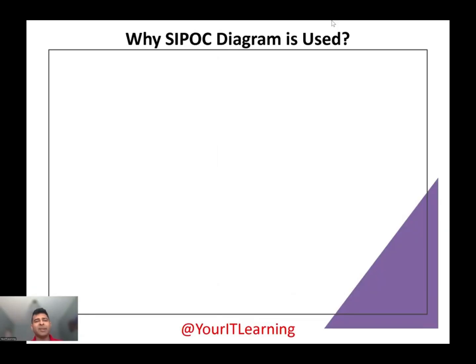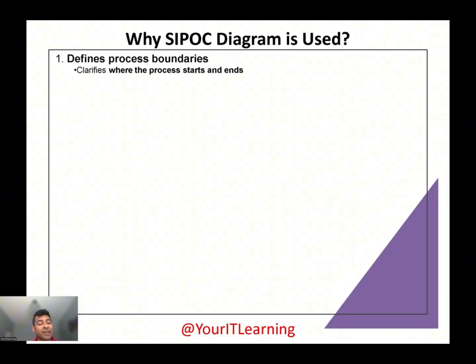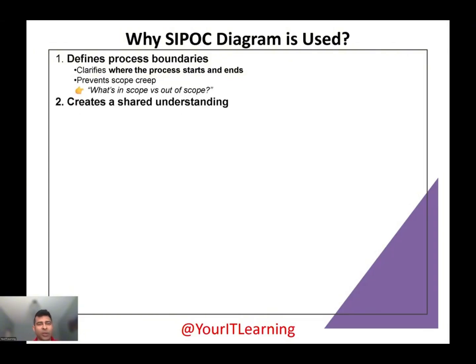Why is the SIPOC diagram used? It defines process boundaries, clarifies where the process starts and ends, and prevents scope creep, what's in scope versus out of scope. It creates a shared understanding, aligning business, quality assurance, business analysts, developers, and stakeholders. Everyone sees the same picture of the process.